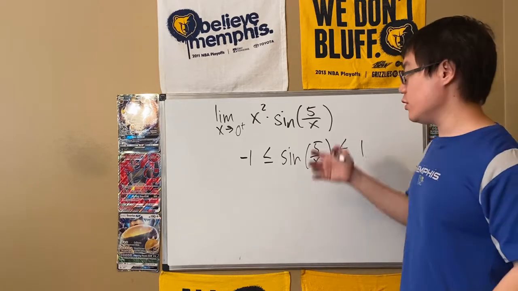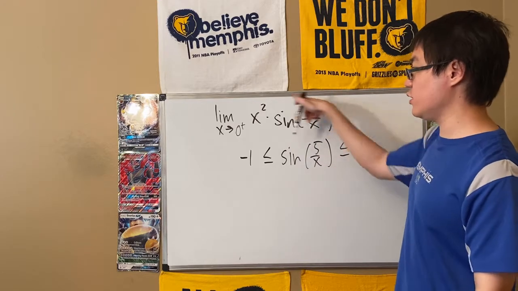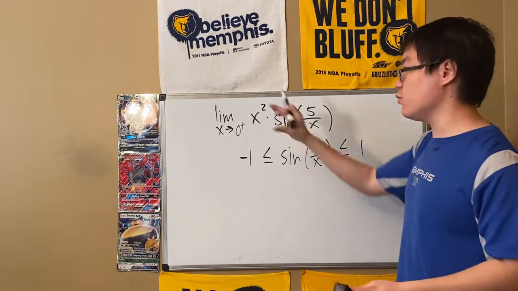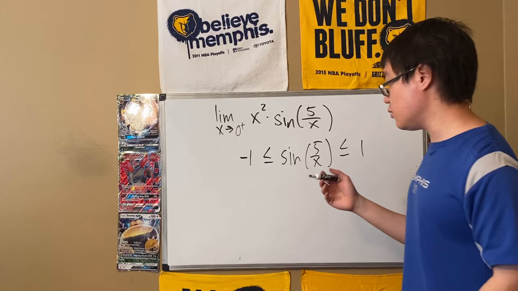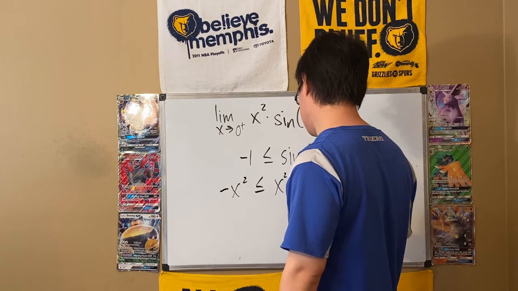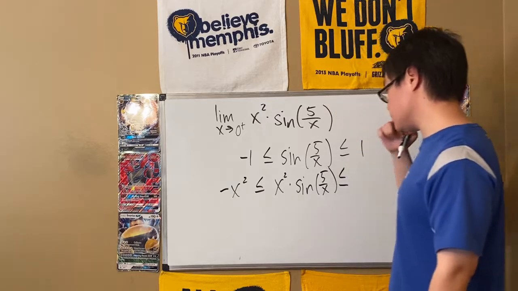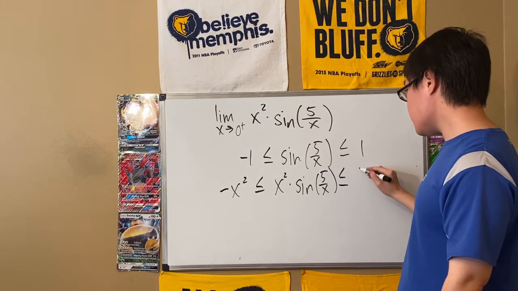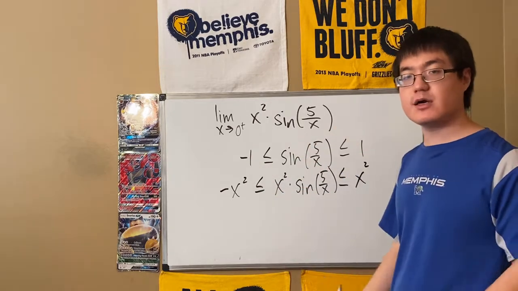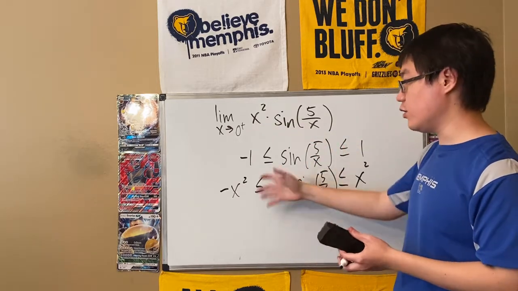So what you do next is you're careful with maintaining inequality rules, but all you have to do is go from here to eventually arrive where the middle thing is equal to this original limit. So all we have to do is multiply everything by x squared, and we should be good to go. So notice that'll be -x squared less than or equal to x squared times sine of 5 over x, and then finally less than or equal to x squared. Again, all we did was multiply every single one of these pieces by x squared. And because x squared is positive, we don't have to change the inequality.